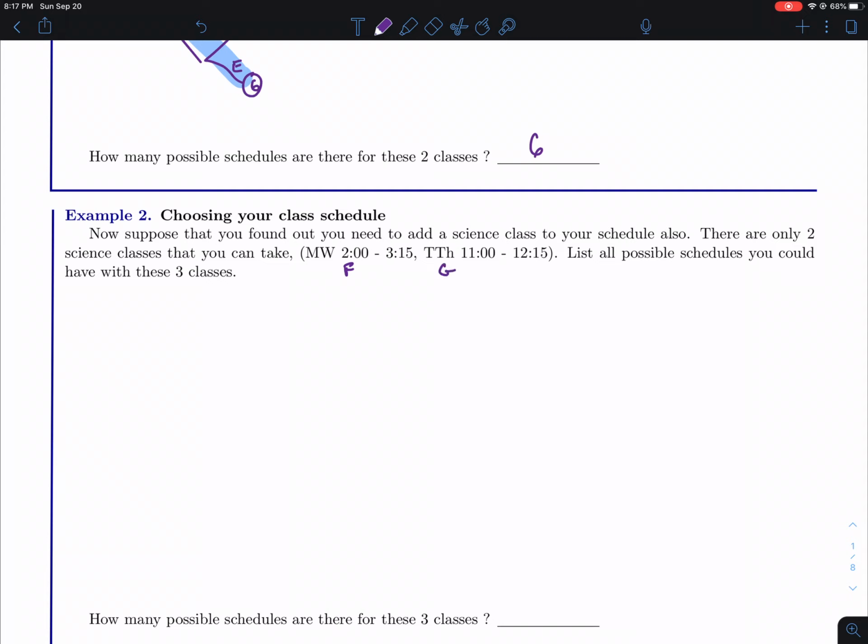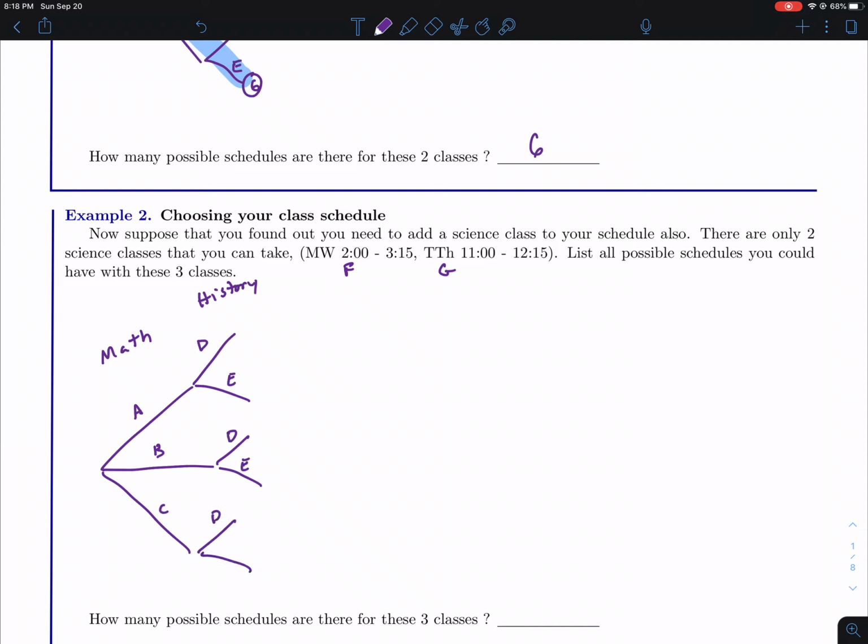Again, I'm going to start off the same way. I'm going to do math as my first set of branches, so again I've got A, B, and C. For my second set of branches, it's going to be the history classes, D and E, so I get D and E repeated a bunch of times off of each one of these. But now I want to add a science branch that contains F and G.